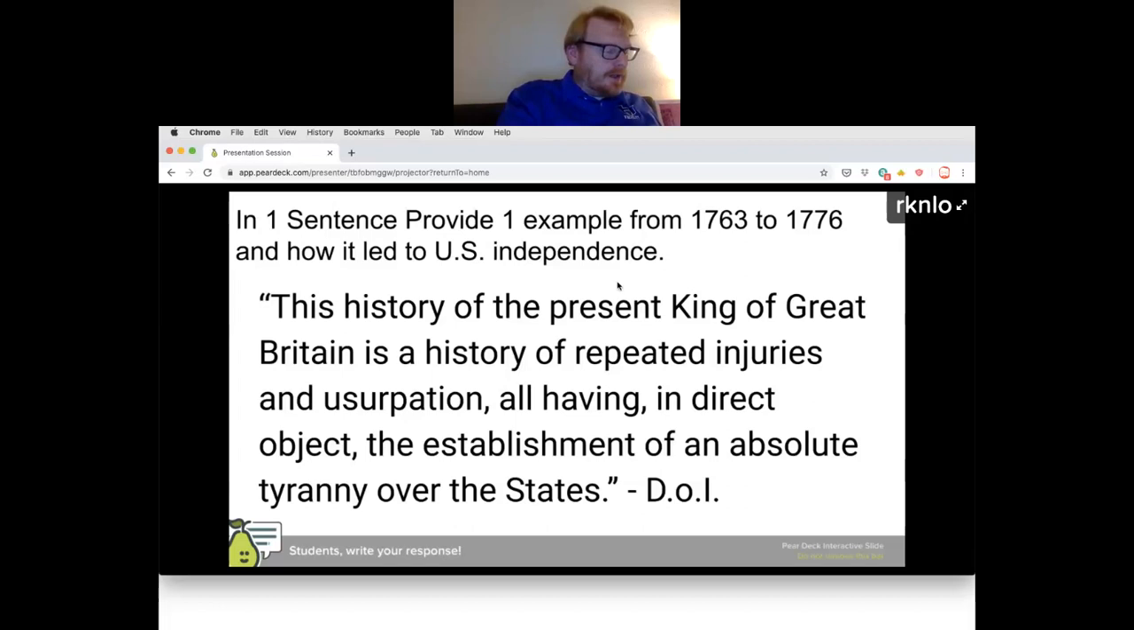So be very careful of just putting something like taxes. Taxes are going to be very vague. Anytime you're dealing with a question like this, you want to give a specific. So one example of a usurpation or repeated injury from the King of Great Britain would be the repeated taxes like the Stamp Act and the Sugar Act, which the colonists felt were violating their rights as Englishmen. And that's a big one, right? Their rights as Englishmen.